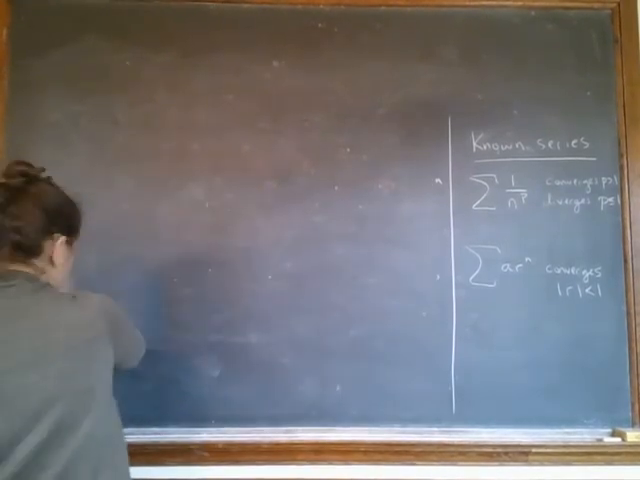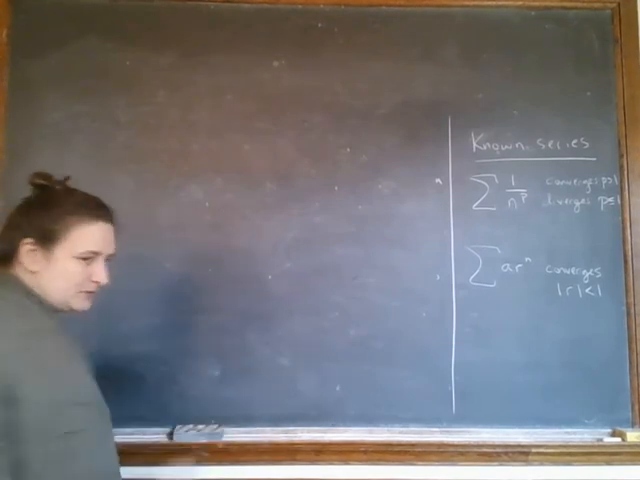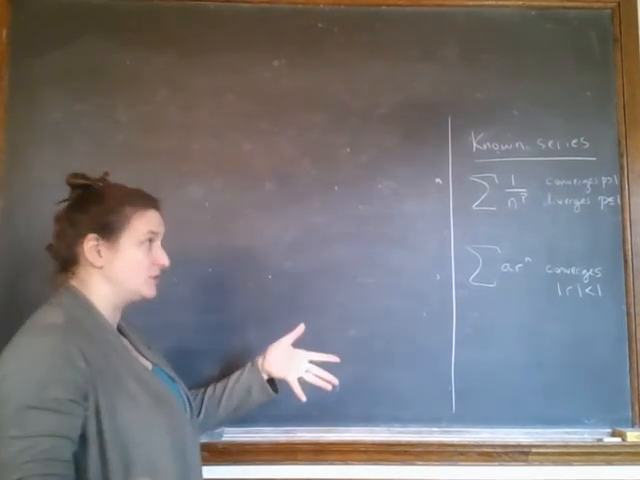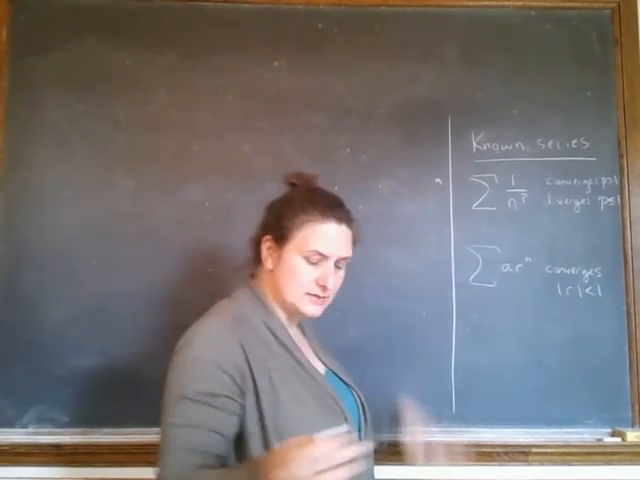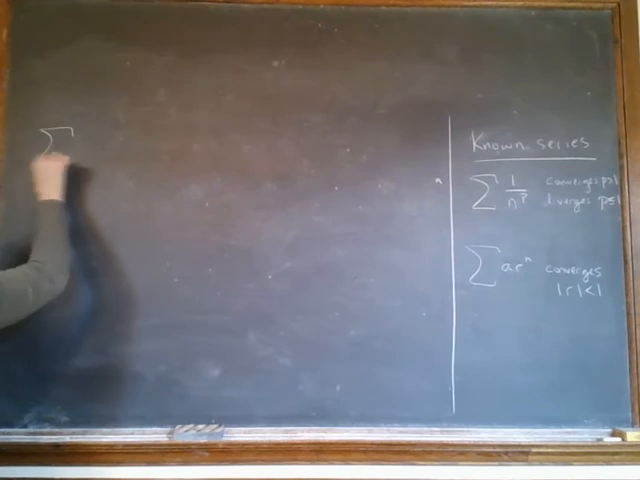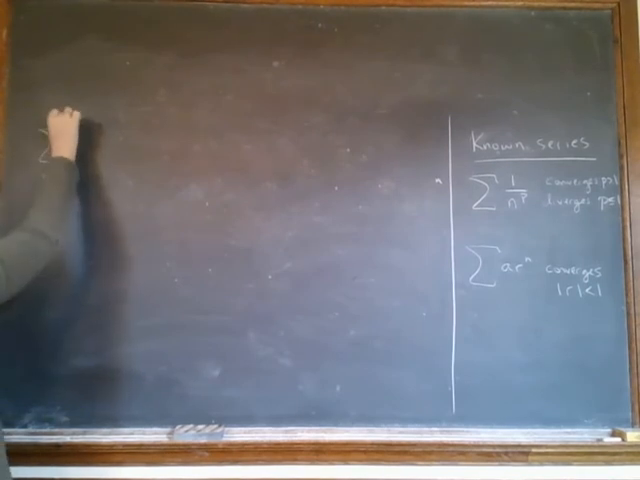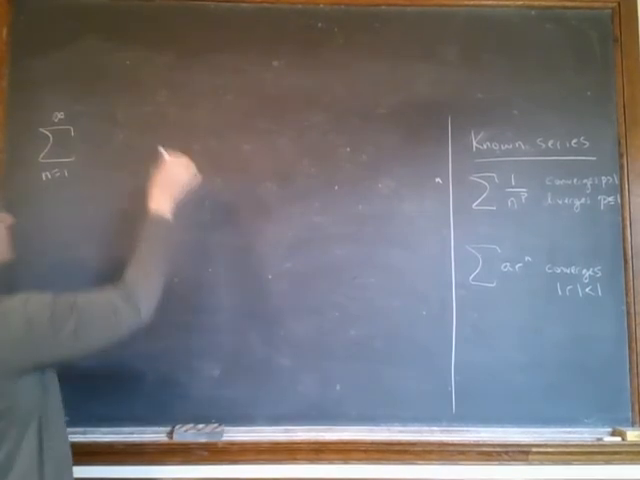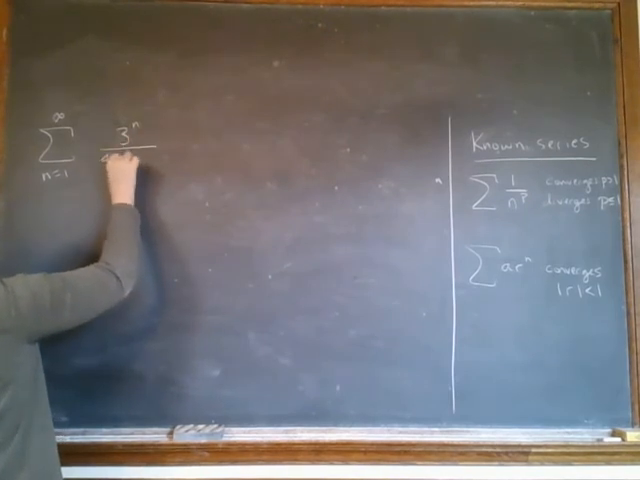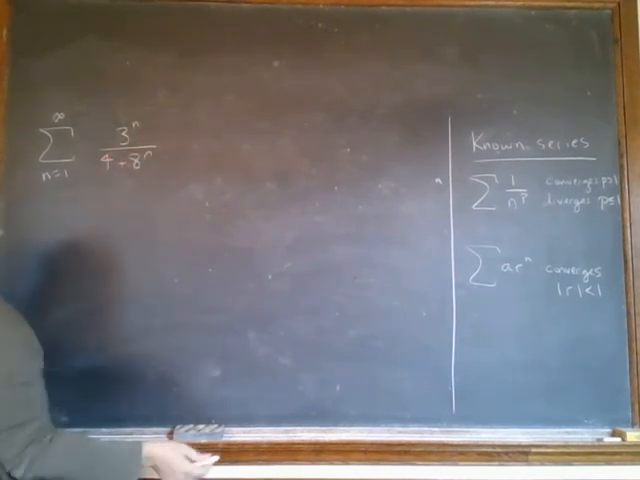You can guess what I'm going to compare my other example to. All right, so my next example, and that was the divergent series. The next example is going to be this guy. What do I have? 3 to the n on the top, 3 to the n over 4 plus 8 to the n.